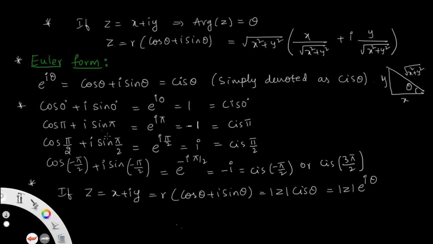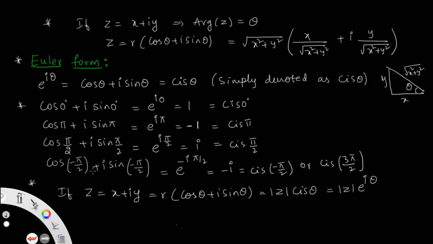Cos pi plus i sin pi, that is e to the power of i pi. Cos pi is minus 1, sin pi is 0. In short form, cis pi, which is nothing but minus 1. And the third one, cos pi by 2 plus i sin pi by 2, we can write in the Euler form as e to the power of i pi by 2. Cos pi by 2 is 0, sin pi by 2 is 1, so the value is i. Or else simply denoted as cis pi by 2.